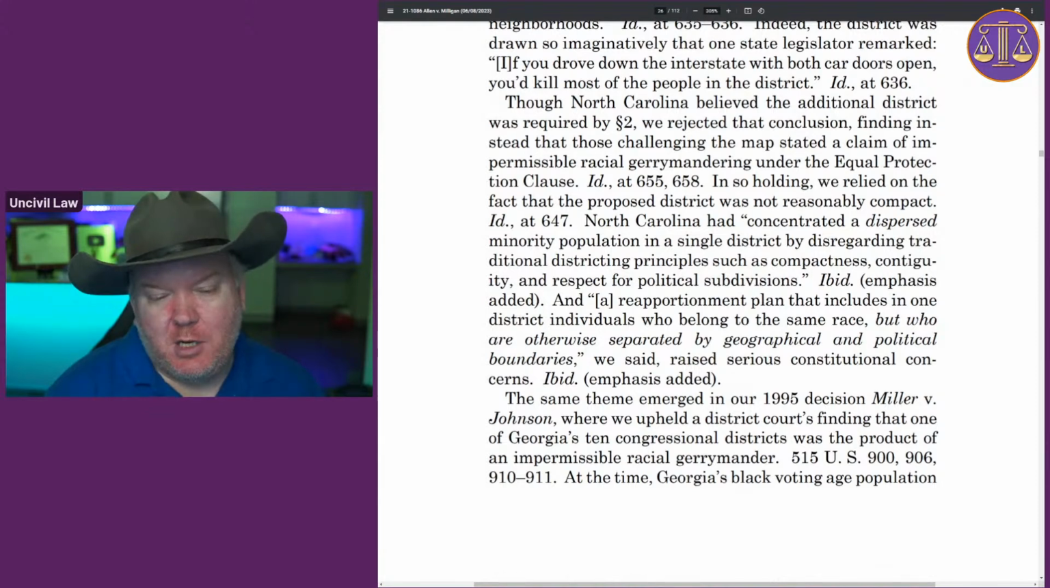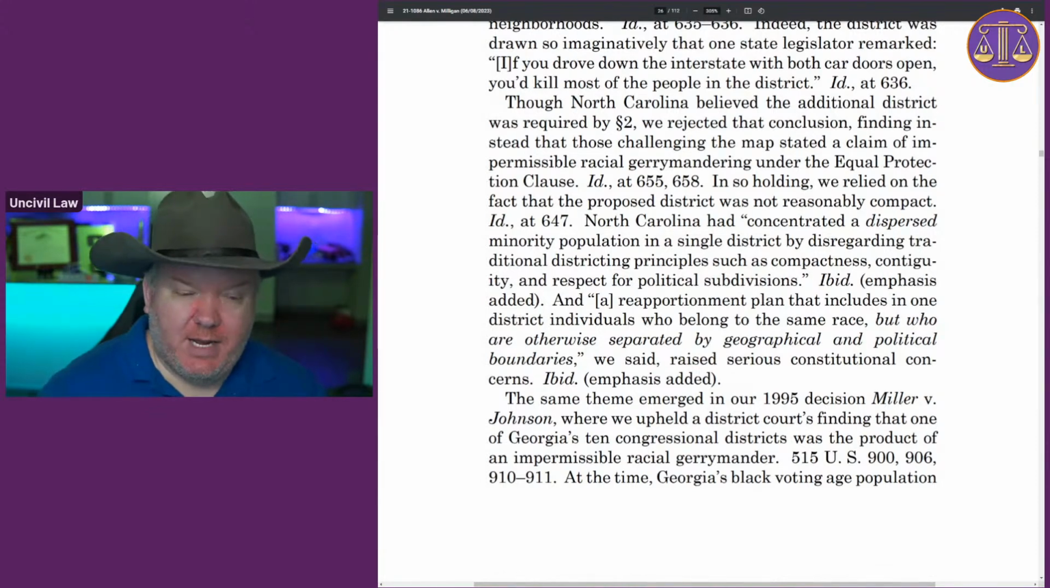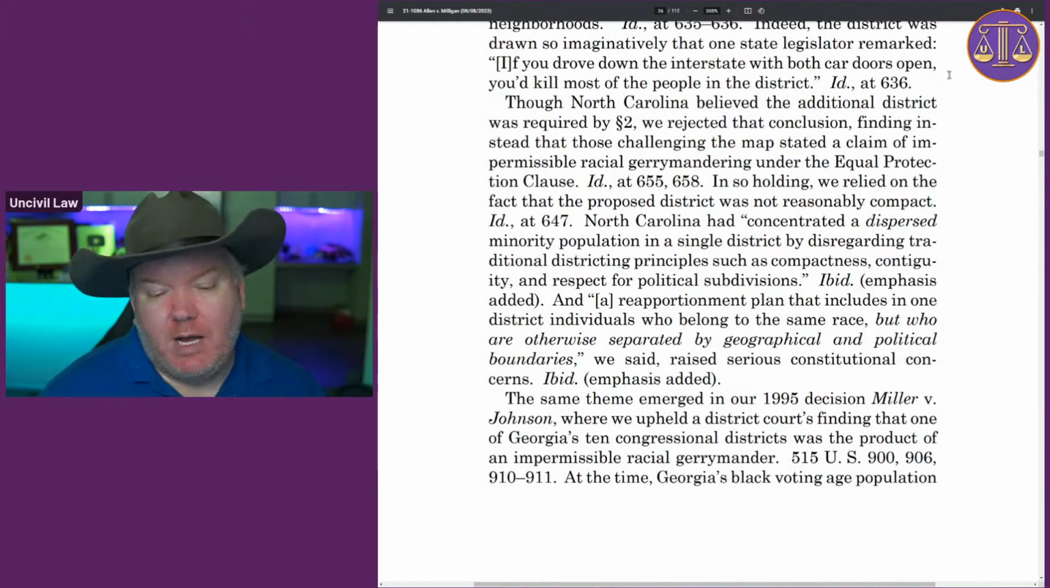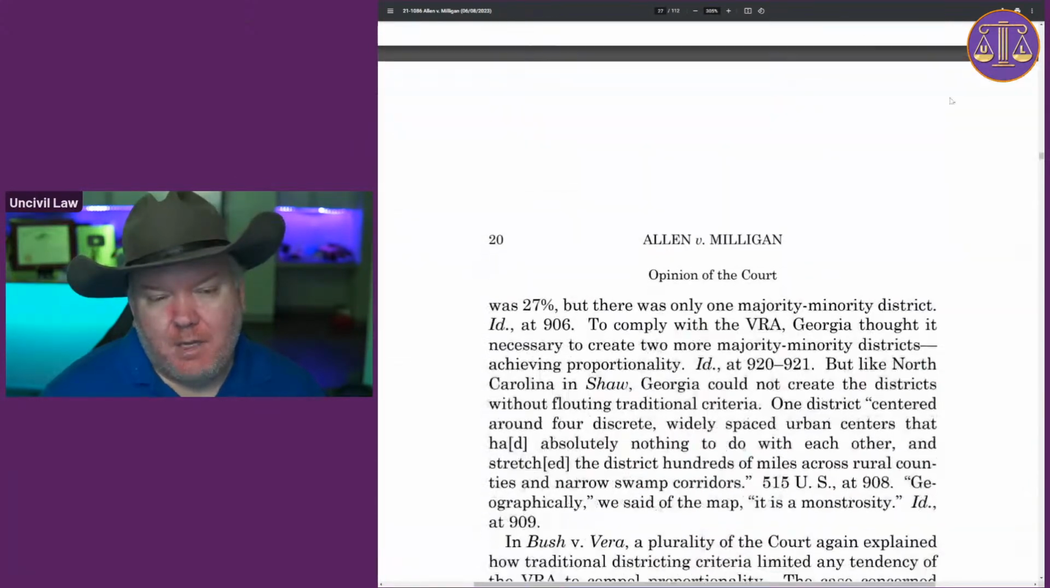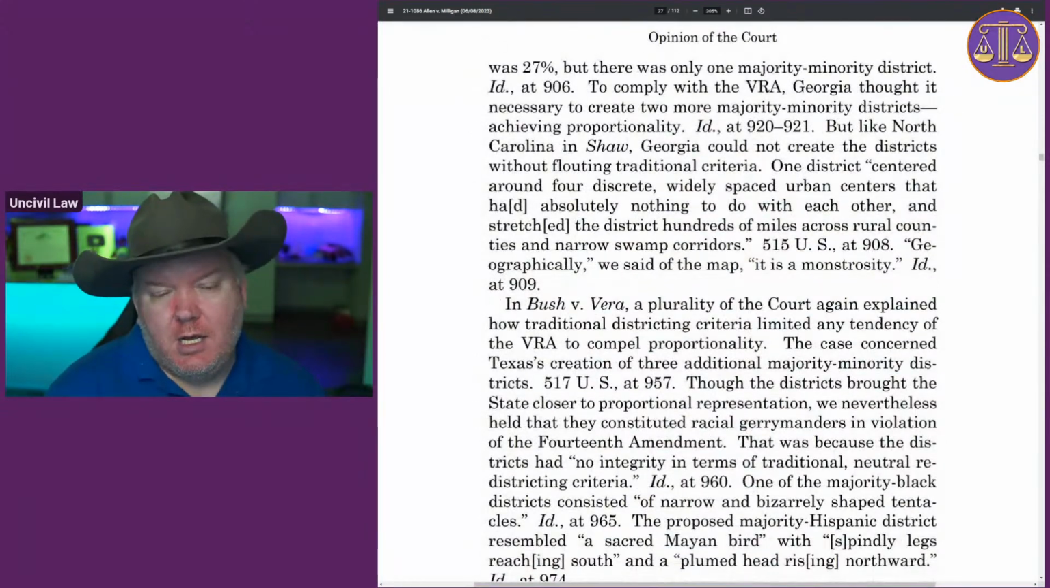The same theme emerged in our 1995 decision, Miller versus Johnson, where we upheld a district court's finding that one of Georgia's 10 districts was the product of an impermissibly racial gerrymander. At the time, Georgia's black voting population was 27%, but there was only one majority minority district. To comply with the Act, Georgia thought it necessary to create two more majority minority districts, achieving proportionality. But like North Carolina, Georgia could not create the districts without flouting traditional criteria. One district centered around four discrete, widely spaced urban centers that had absolutely nothing to do with each other, and stretched the district hundreds of miles across rural counties and narrow swamp corridors. Geography, we said of the map, is a monstrosity.